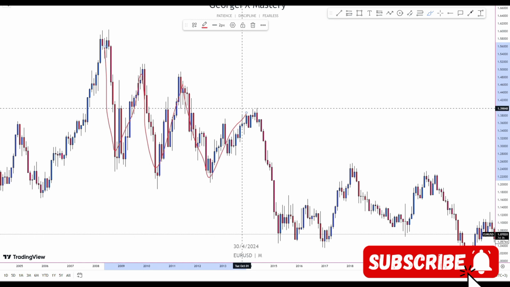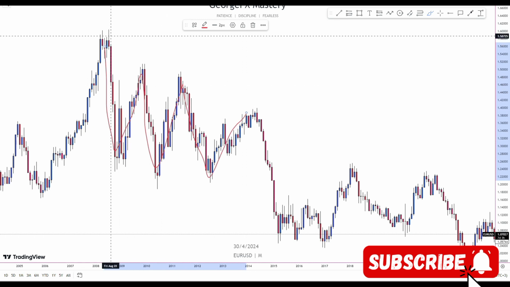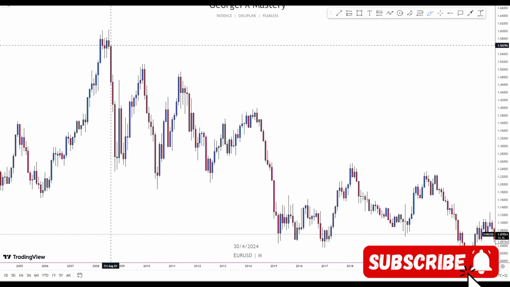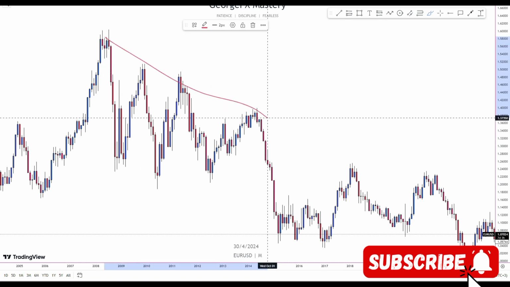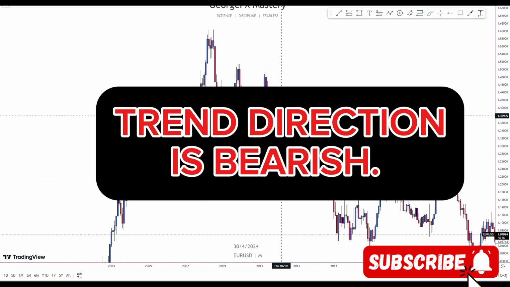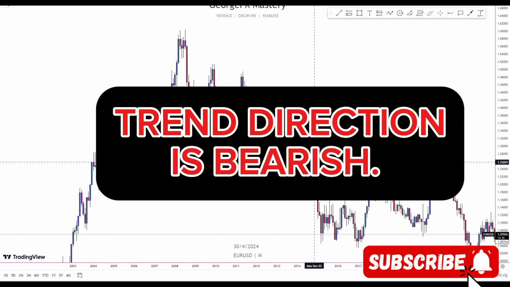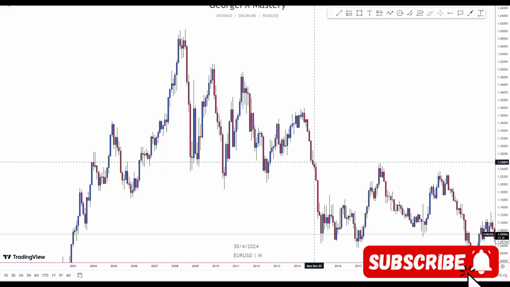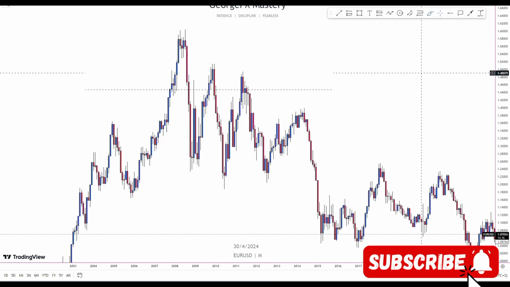One thing you should notice is that these highs are being respected. Rather, price is not going past the highs that were created in the market. All these highs, price is not going above them. So price is respecting them. That means we are trending bearish. So we are not breaking any highs. So it means we are very bearish on the monthly time frame.